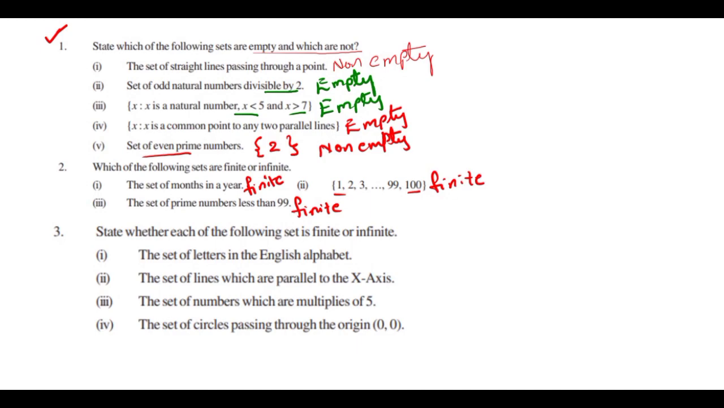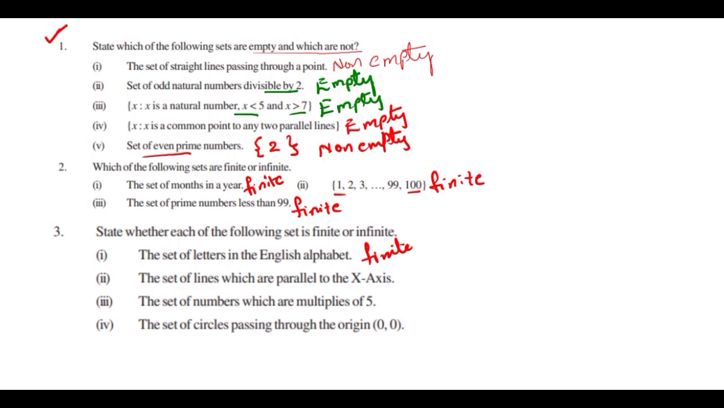State whether each of the following sets is finite or infinite. Same model question: the set of the letters in the English alphabet. There are a total of 26 letters, so it is finite. The next question: the set of lines which are parallel to the x-axis.